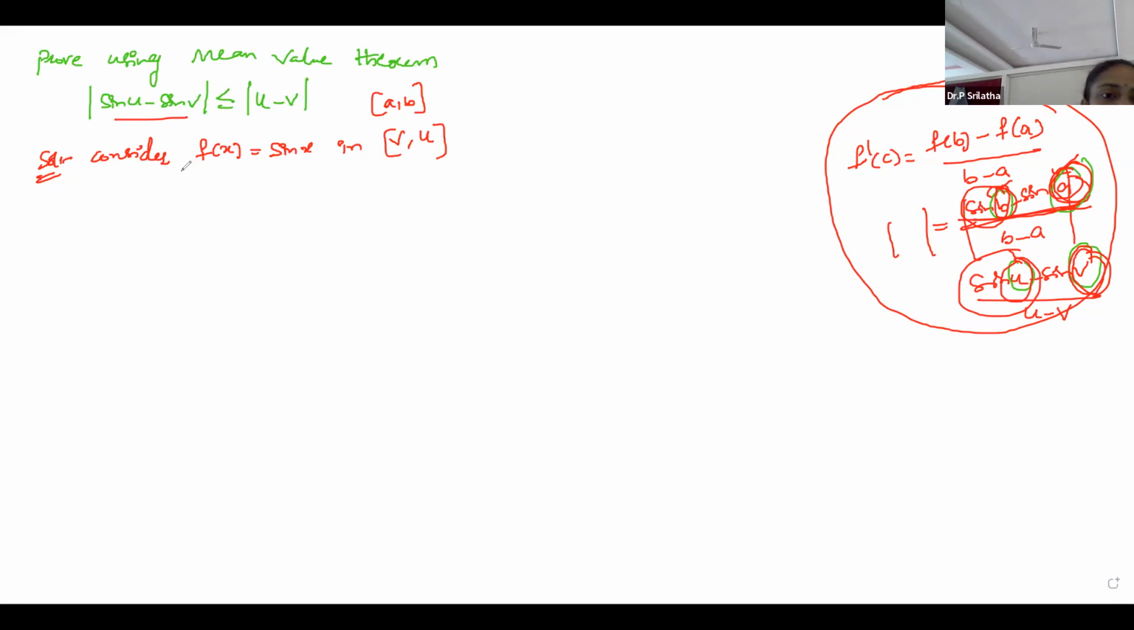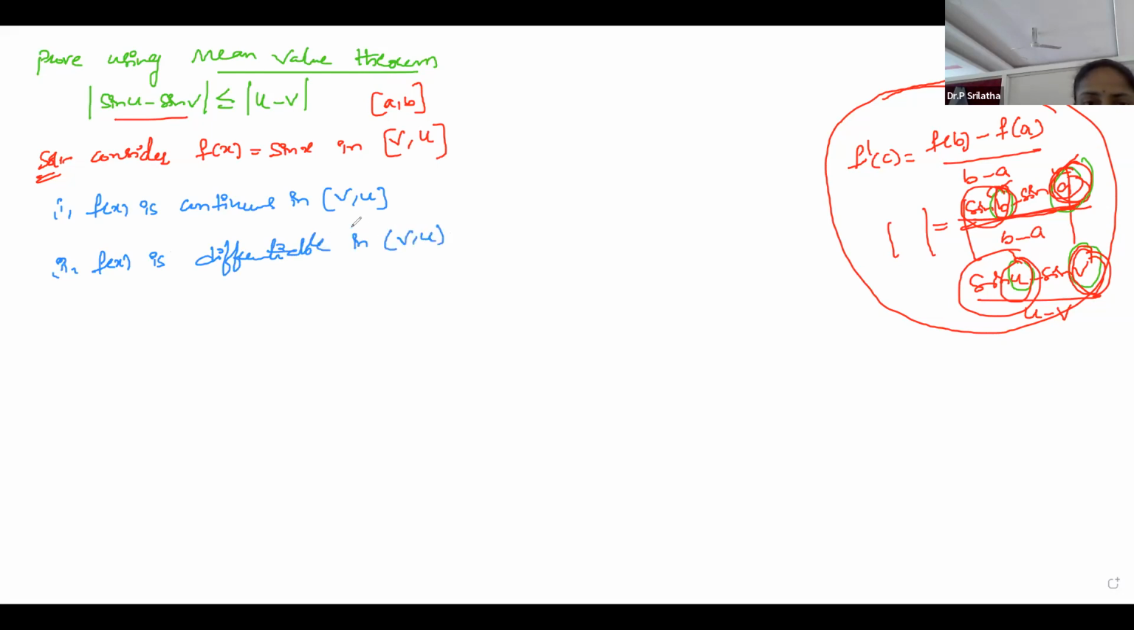A comma b. So that's why consider f of x equal to sin x in closed interval v comma u. Okay, so by using Lagrange's mean value theorem, it satisfies all the conditions of Lagrange's mean value theorem. So first condition is f of x is continuous in closed interval v comma u or a comma b, whatever, and f of x is differentiable in open interval v comma u or a comma b.